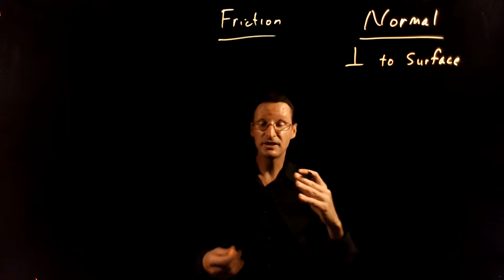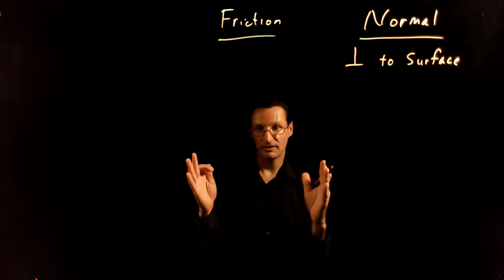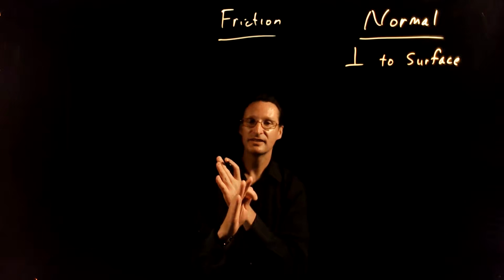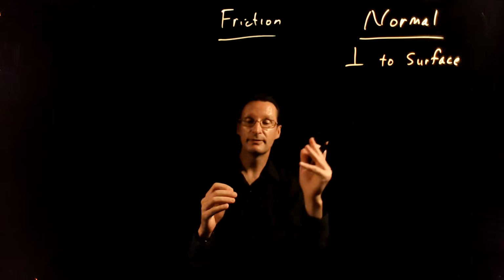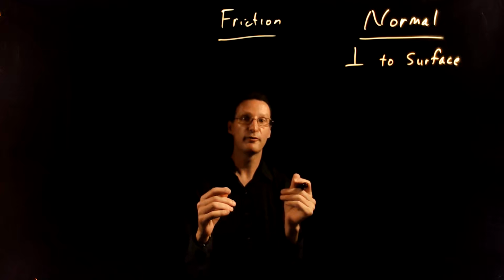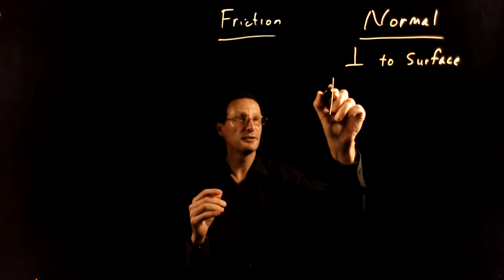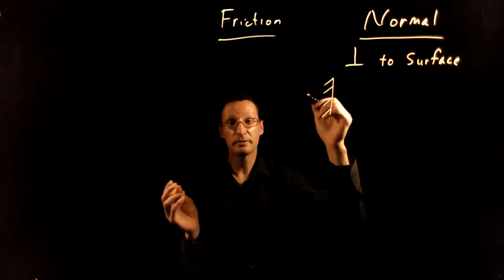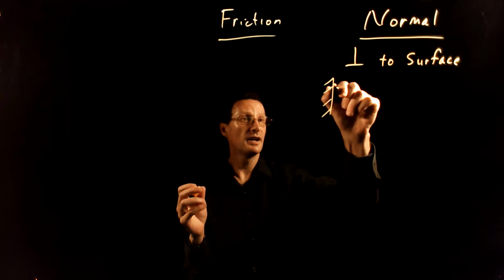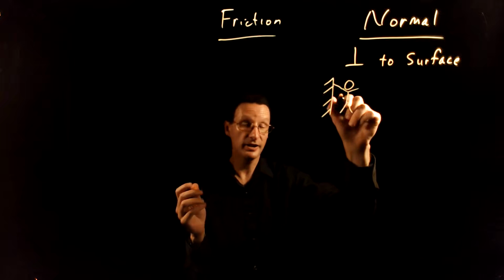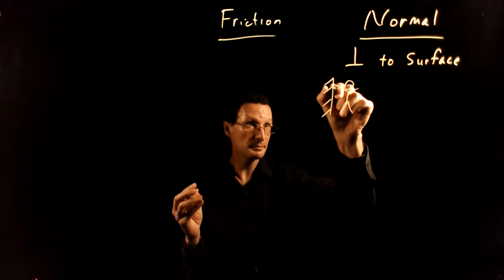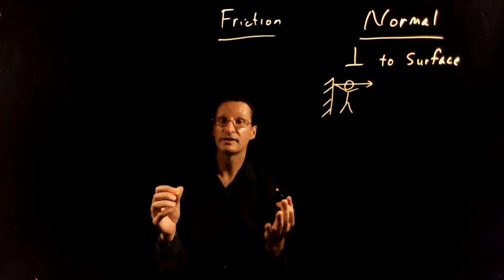So if you have two objects, we know that objects are solid. They don't pass through each other like ghosts pass through walls in movies. The force that prevents them from passing through each other is the normal force. So for example, if you took your hand and pressed it up against the wall, the wall is going to put a force on your hand. Your hand's going to feel a force that's perpendicular to the surface of the wall.